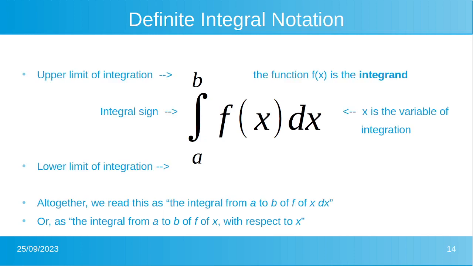So looking at each part of this notation, that a is our lower limit of integration. That b is our upper limit of integration. And that elongated Roman s, we refer to that as our integral sign. The function f of x, we refer to that as the integrand, and the dx is telling us that x is the variable of integration.